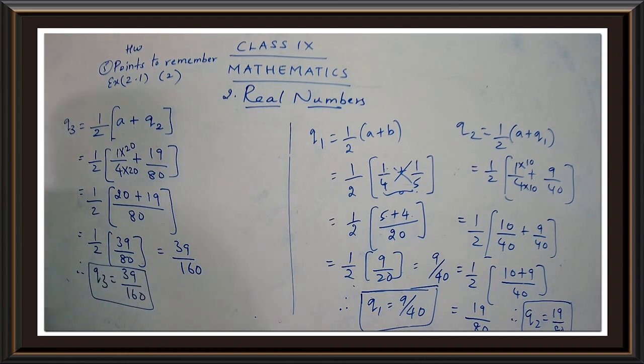This is the third rational number. What is the third rational number? It's 39 upon 160. Okay children, I will give you some time. Come on, you have to complete Q4 and Q5. Be fast, you have to be quick. The calculations are very easy. Proceed with your sums. Complete Q4 and Q5.